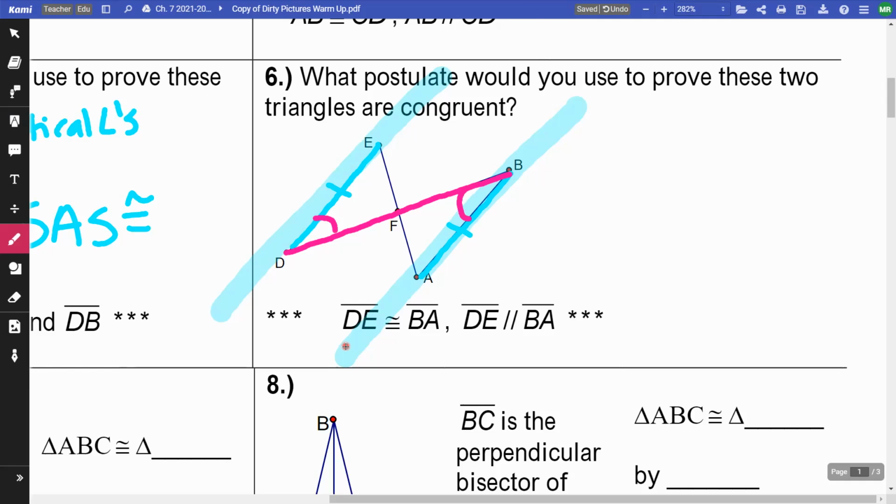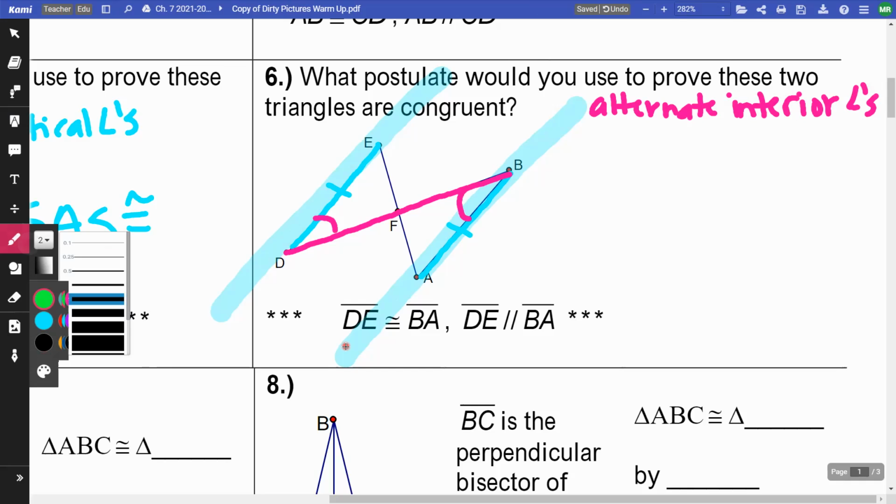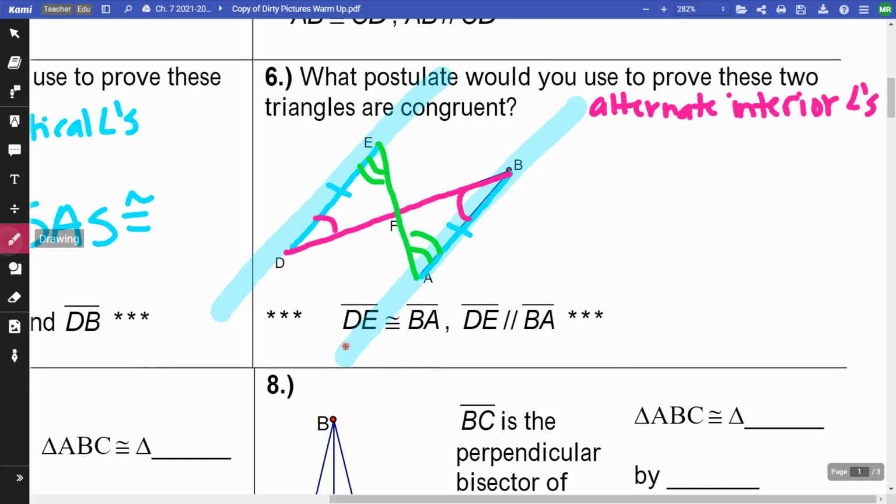And again, we call those alternate interior angles. Now, I could also do this and say, okay, I have another transversal. And on this transversal, I have this alternate interior angle and this alternate interior angle. So if I'm drawing this picture, then this situation is going to be angle, side, angle.